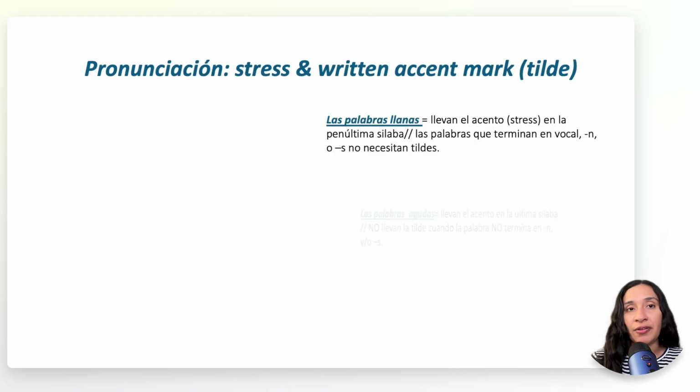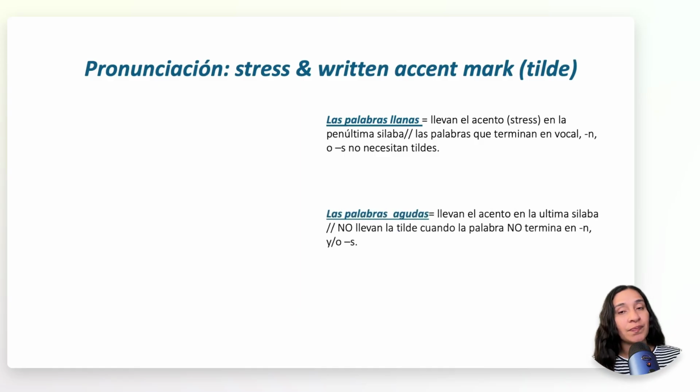We also have las palabras agudas. These palabras agudas are also named oxytone words, and these are the words that have the stress on the last syllable. But what is the last syllable? What is the second to last syllable? We are going to see some examples right now, but remember, these are rules, okay? So keep that in mind.